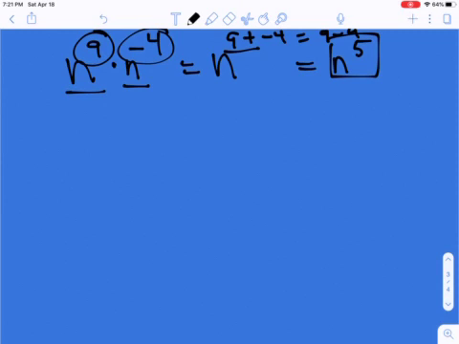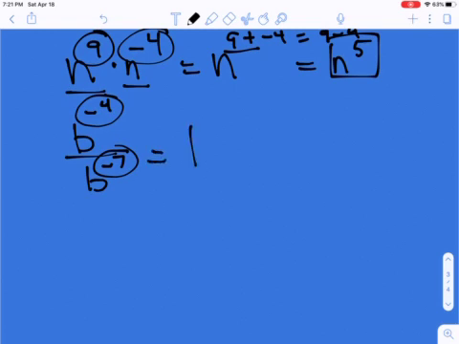All right, next example, and this is a tricky one. We have b to the negative 4 over b to the negative 7 power. All right, so don't let the fact that this is negative here or the fact that this is negative screw you up. It's the same process. Keep your base, and because we're dividing, we're going to subtract. So you take your top number, your numerator exponent, negative 4, and you're going to subtract your denominator exponent.